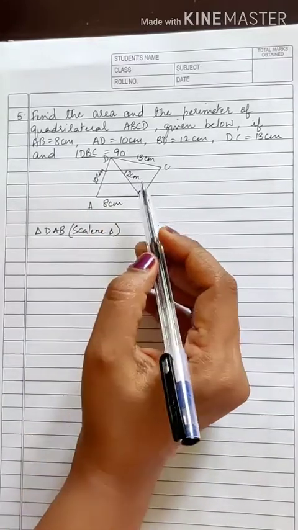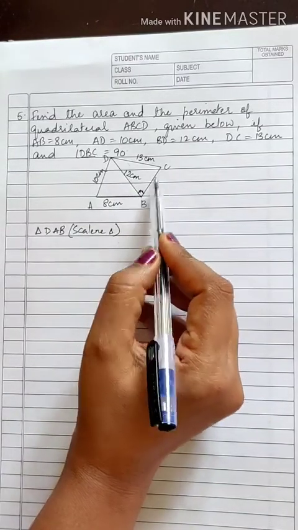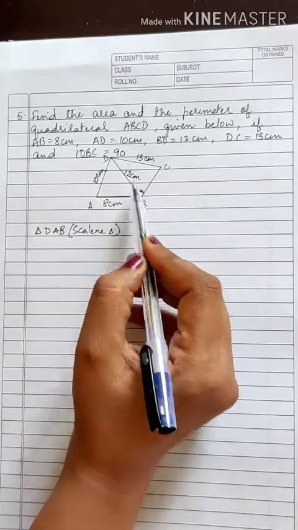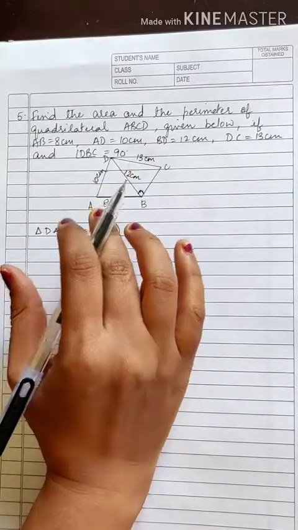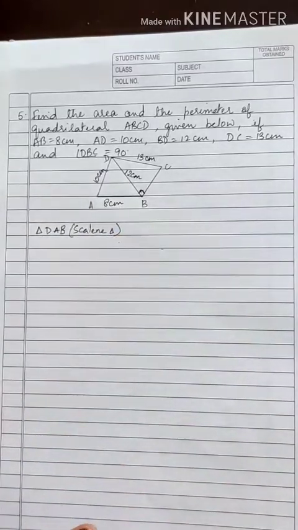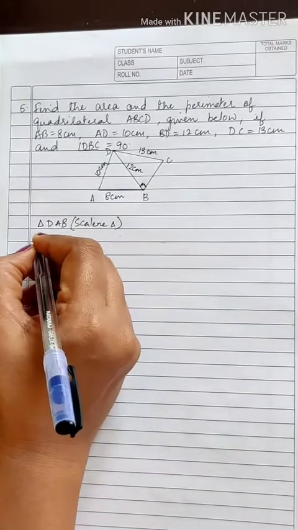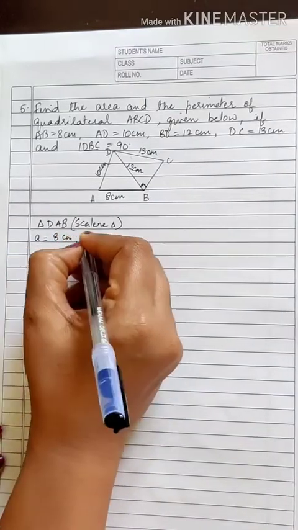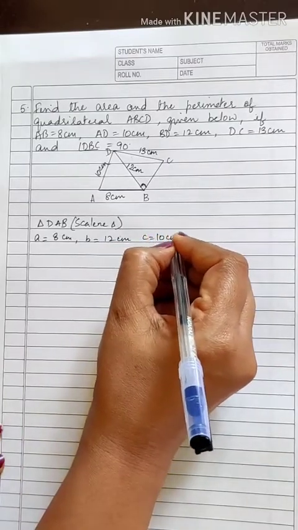And the next triangle is triangle DBC, which is a right angle triangle, and here you can use the right angle triangle formula to find the area of triangle DBC. And after finding the area of both these triangles, you can add up, you will find the area of this quadrilateral. So first we will find the area of scalene triangle DAB. So here you have a is 8 centimeter, b is 12 centimeter and c is equal to 10 centimeter.